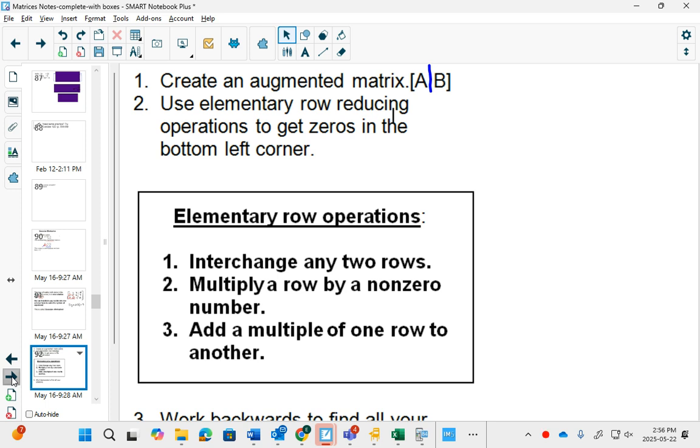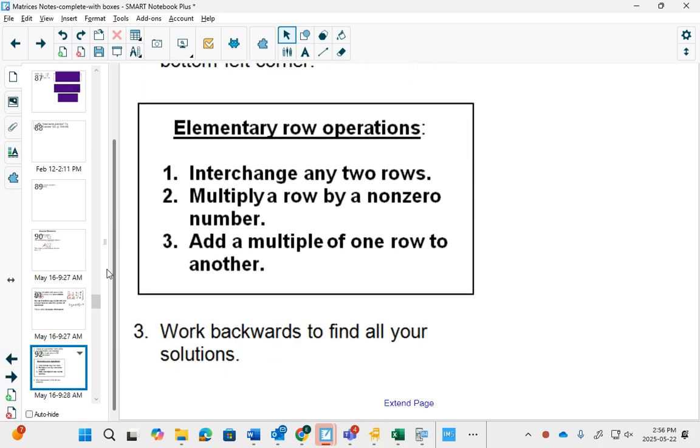And then you can add a multiple of one row to another row. Because that's like the elimination method. When you had two equations, you could add those two equations together, get something new underneath. That's totally allowed as well. Then once you get the zeros in that bottom left-hand corner, now it's just a matter of working backwards to find all of our answers.